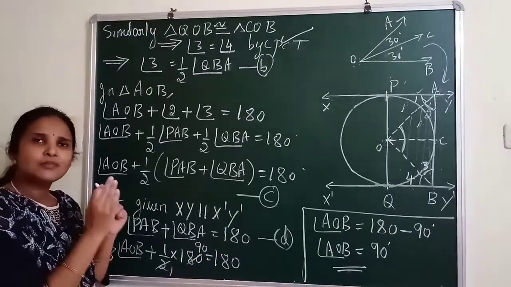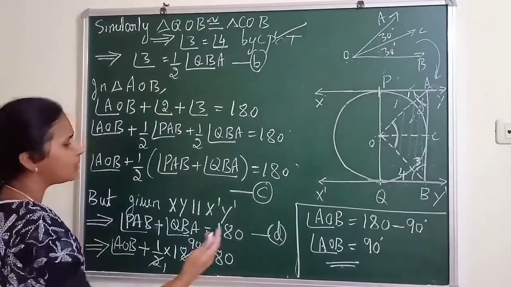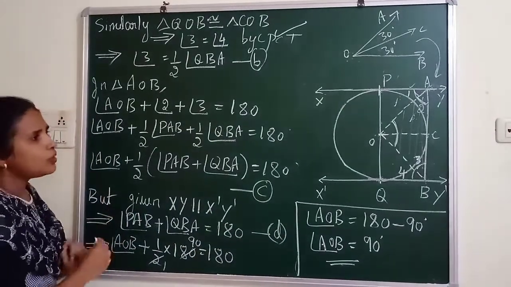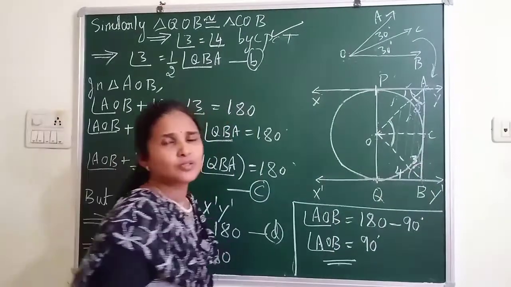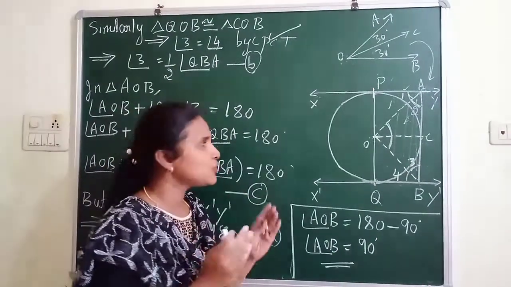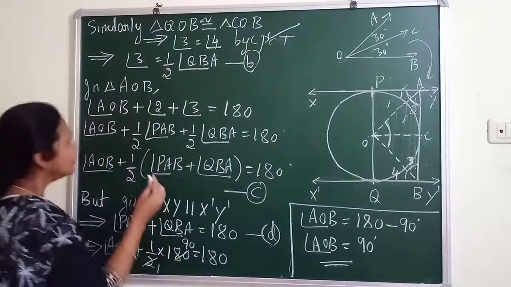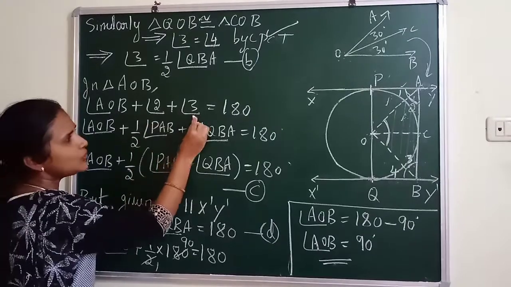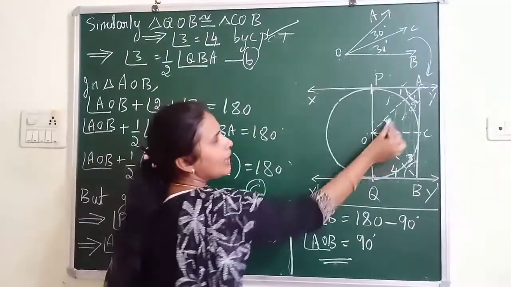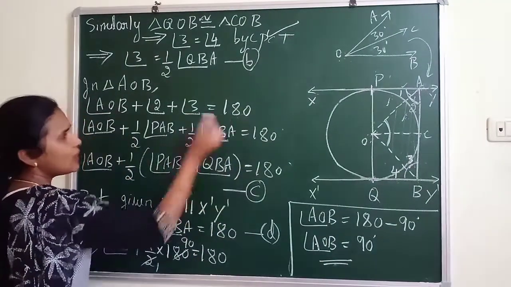So mark this as B. Already we have used the numbers 1, 2, 3, 4 there, so mark them as B, and before I have marked as A. Now I got angle 2 and I got angle 3. So this is the main concept behind this to find the third angle. Now I am going to apply the angle sum property. So in triangle AOB, angle AOB plus angle 2 plus angle 3 equals 180.